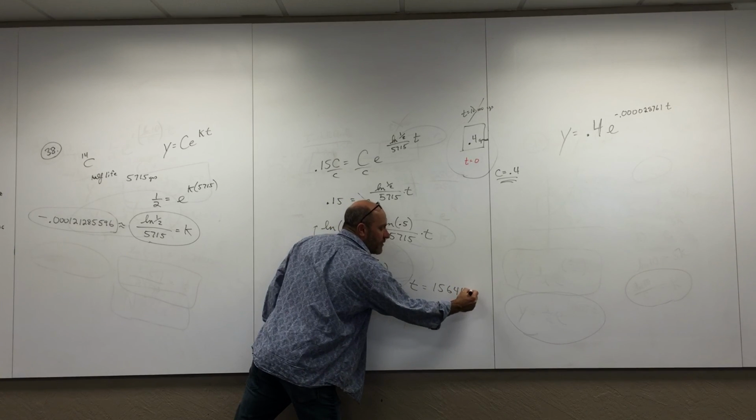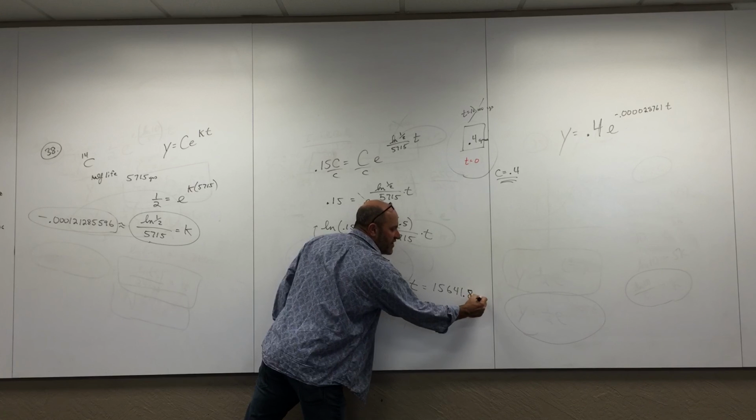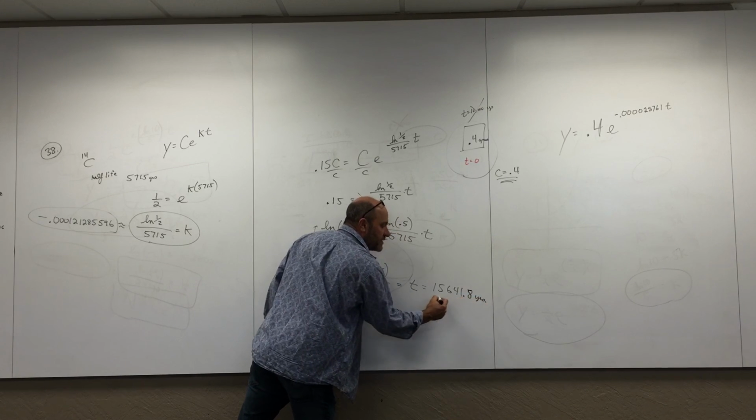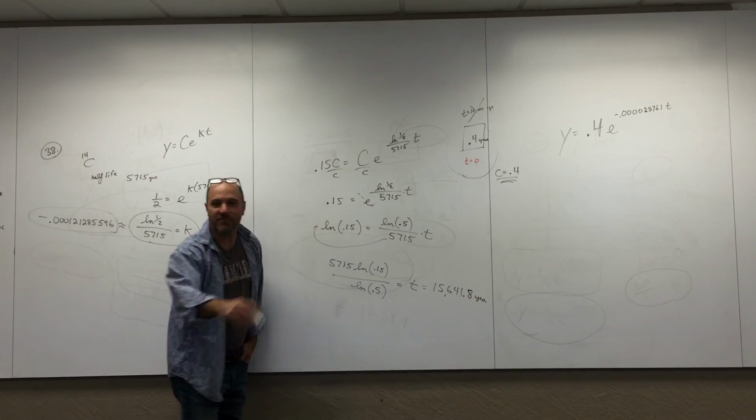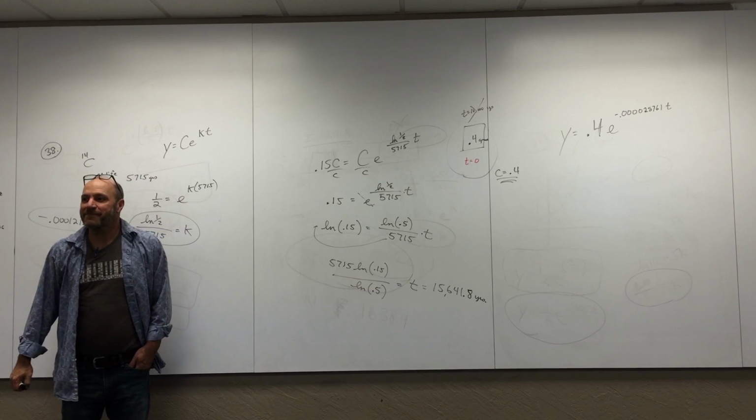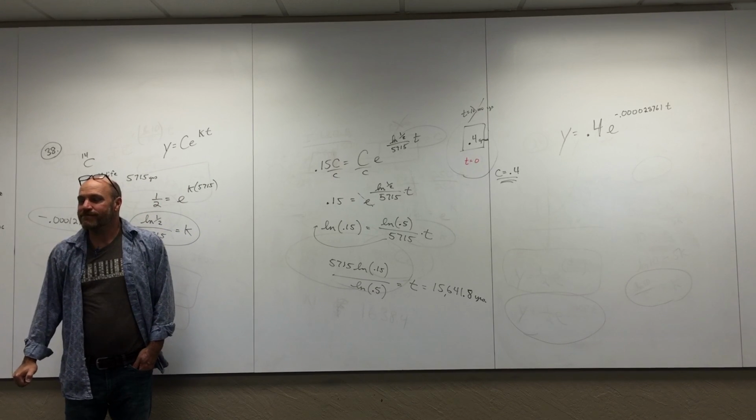Okay, hold on. Thank you. These are years. So if they're years, I don't need too many decimals. That's 15,641, 642 years. Cool. That was cool.